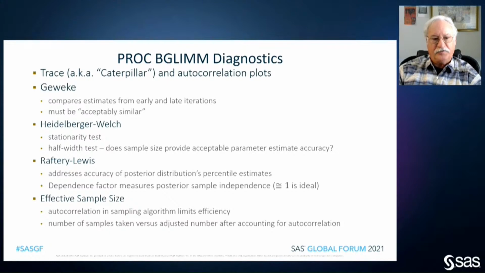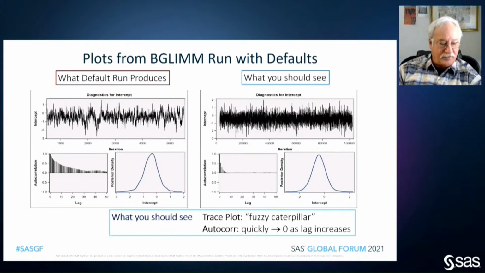And what happens is that when you're doing this sampling of the posterior distribution, autocorrelation can be a problem. And if it's large enough, it limits the sampling algorithm efficiency. And so the number of samples taken doesn't necessarily translate to the effective number of samples after accounting for this autocorrelation. So let's take a look at the diagnostics that we get.